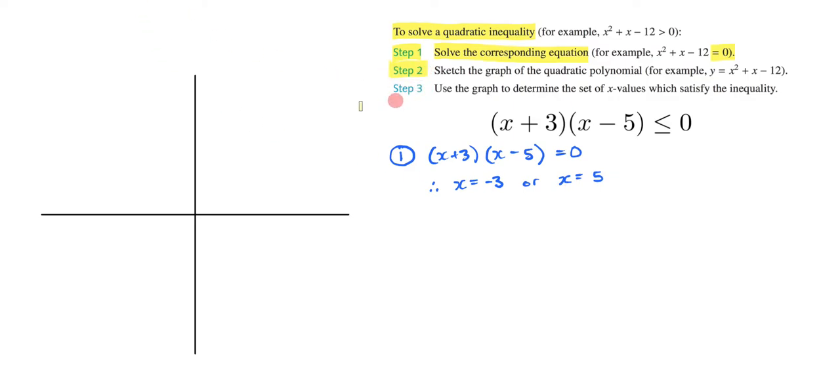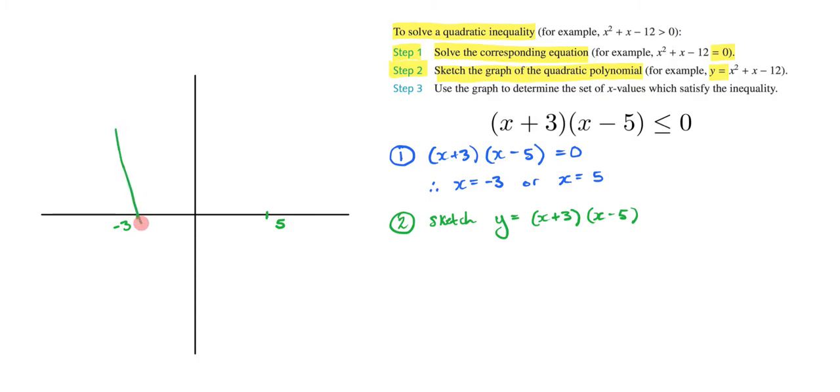Step number 2 is to sketch the graph of the quadratic inequality, and as you can see now it's y equals, because I'm going to graph it. So step number 2 will be done in green. I'm going to sketch y equals (x plus 3)(x minus 5). So I'm going to have an x-intercept at -3 and one at 5. Then I'm going to give it a quick sketch.